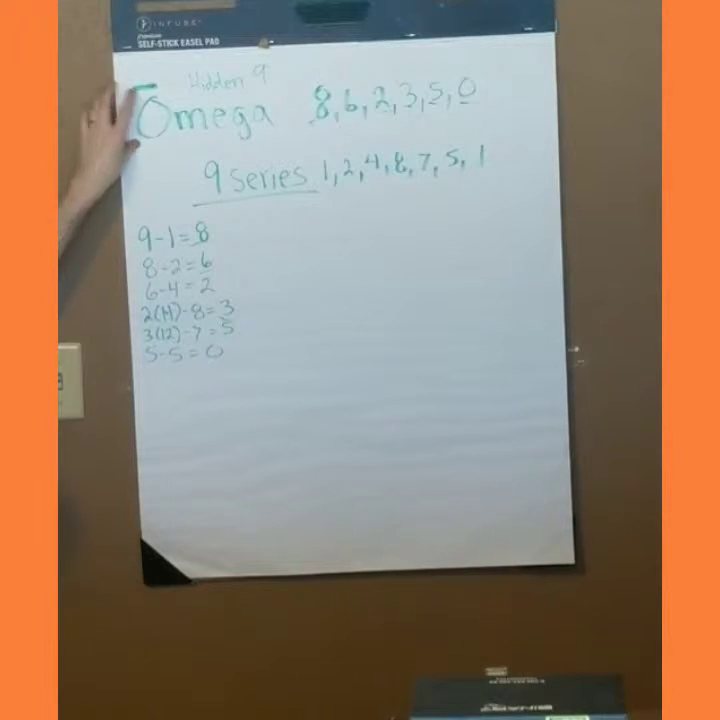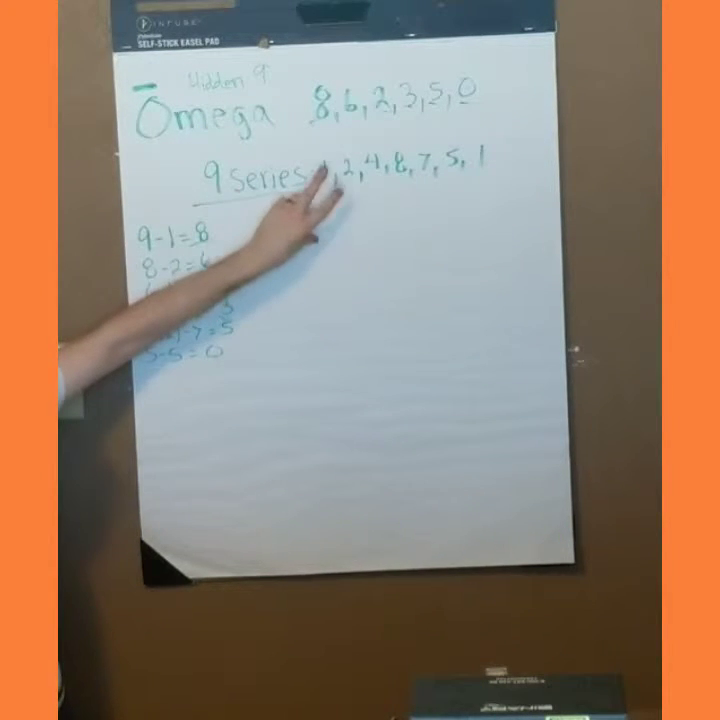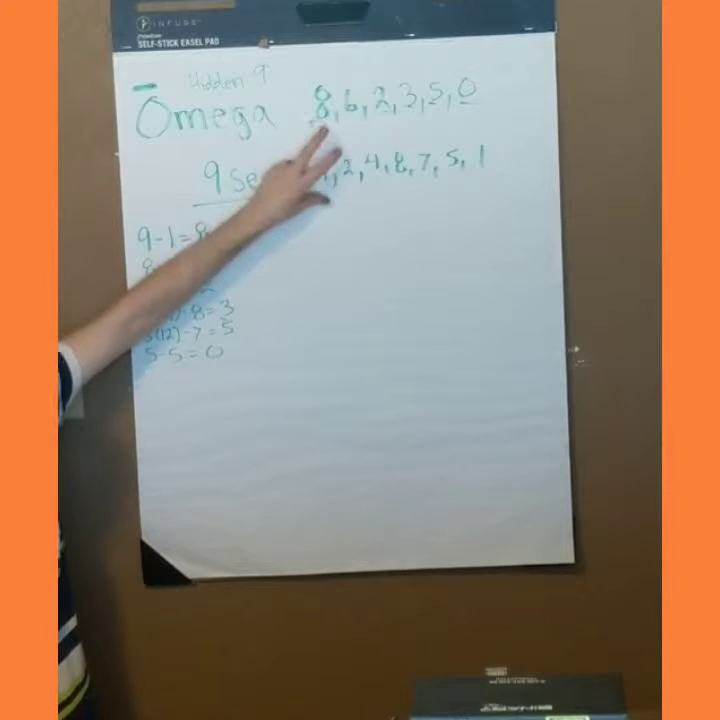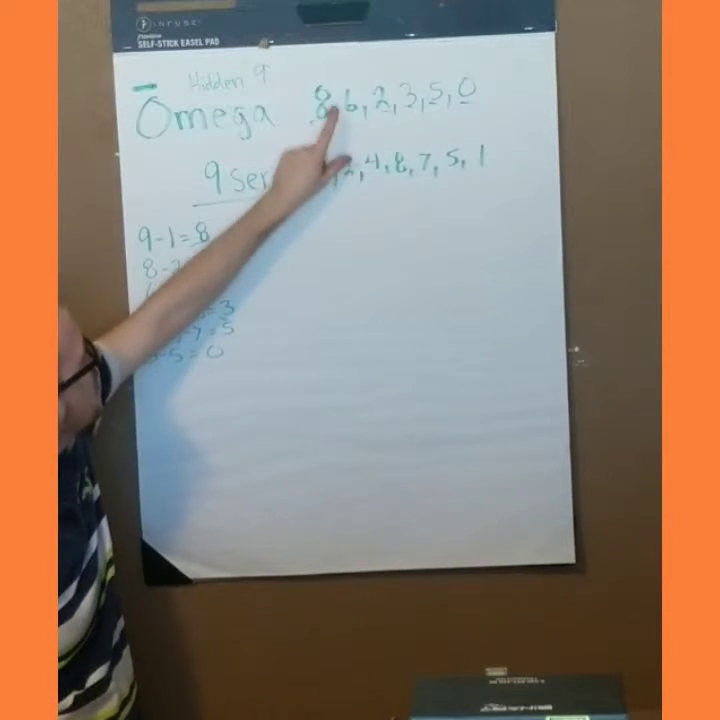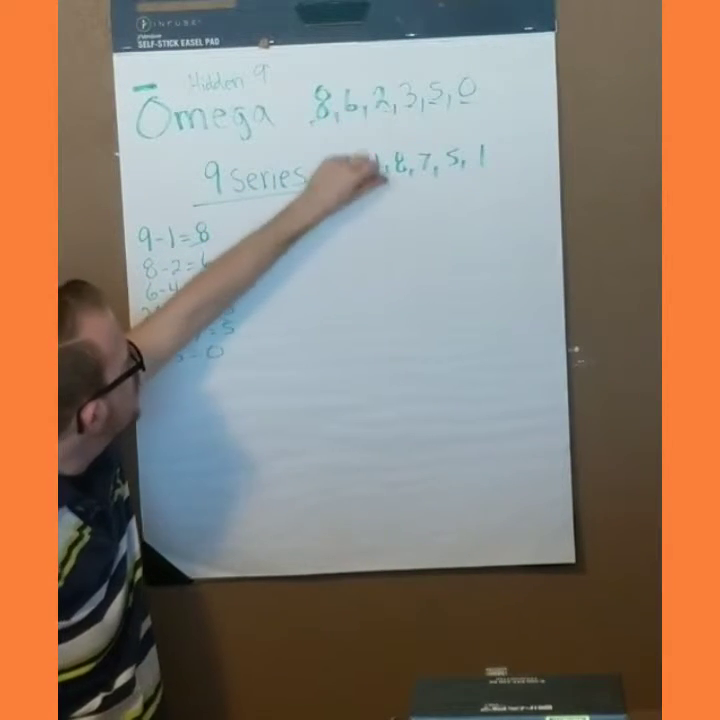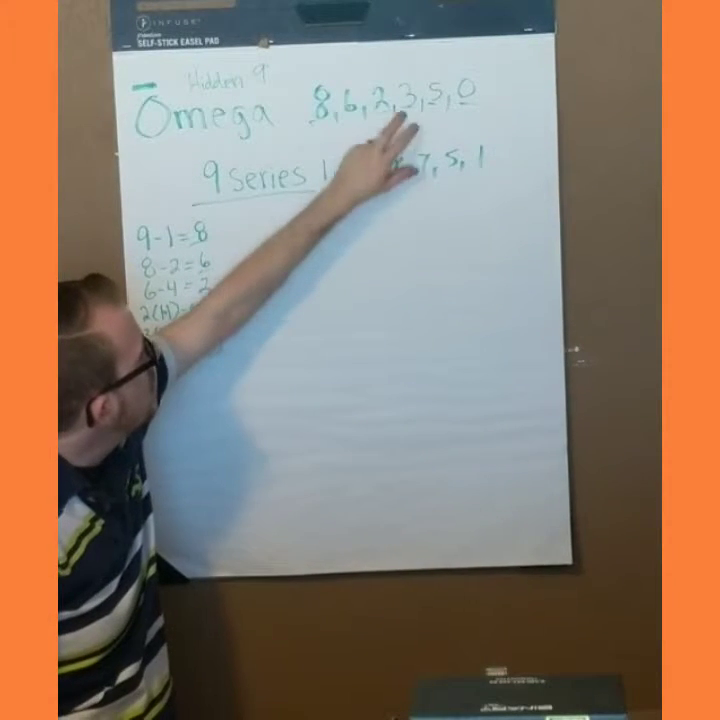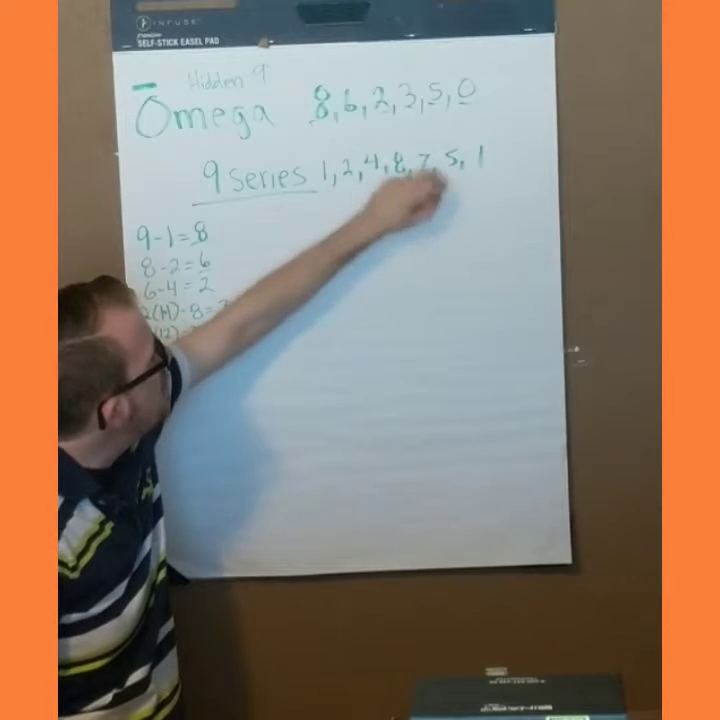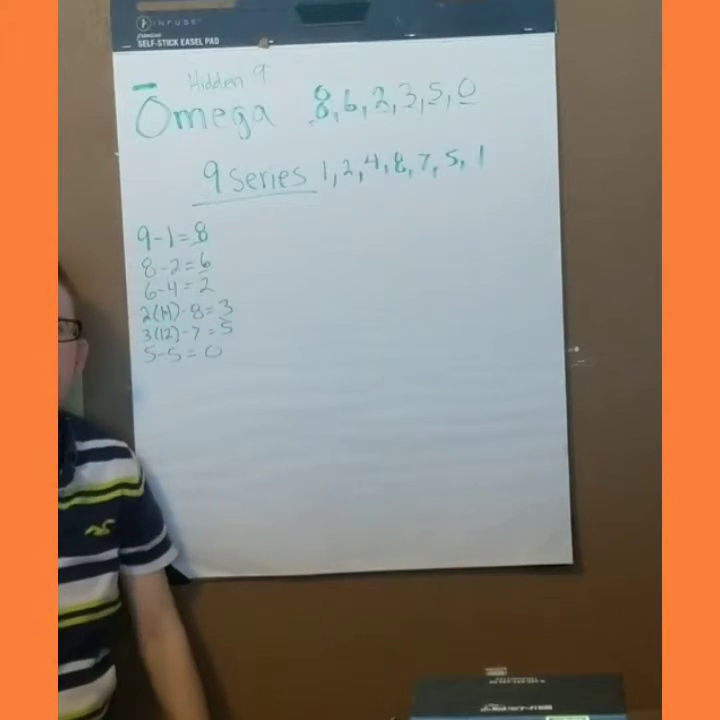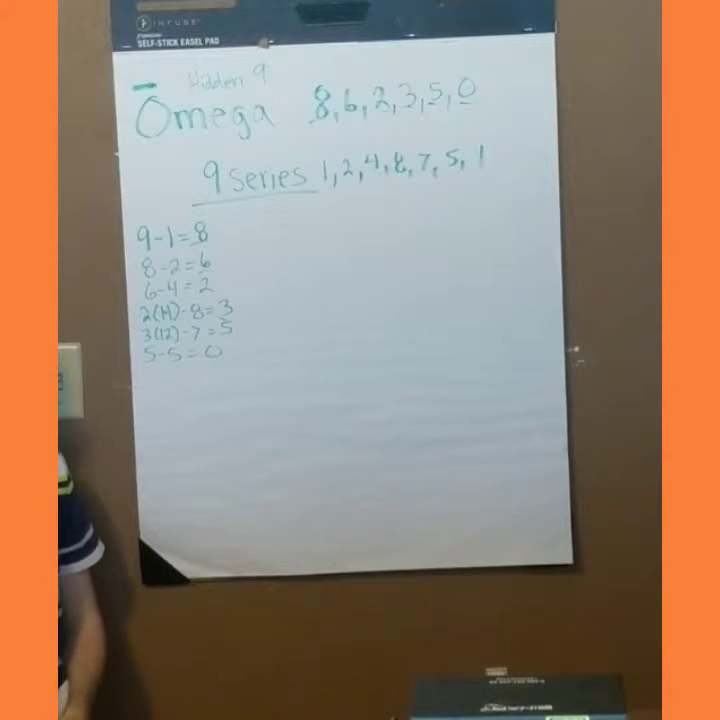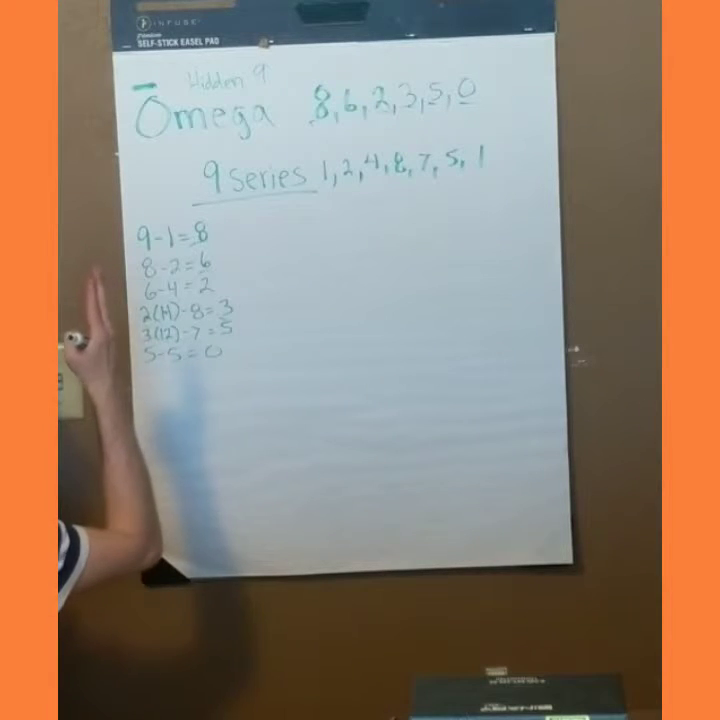It is your negative. Starts with a hidden 9. You subtract from here, you end up with 8. You subtract 8 from 2, you end up with 6. 6 and 4, you end up with 2. 2 becomes 11 minus 8, you end up with 3. 3 becomes 12 minus 7, you end up with 5. 5 minus 5 is 0, and then it'll repeat. Alright? That is your omega.